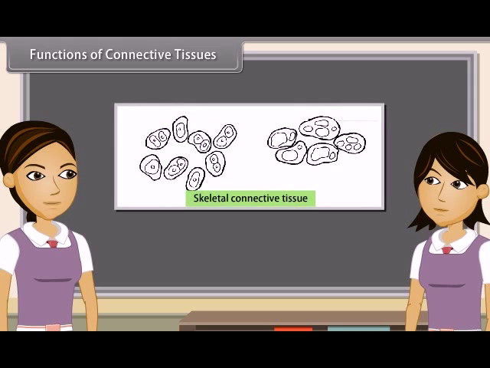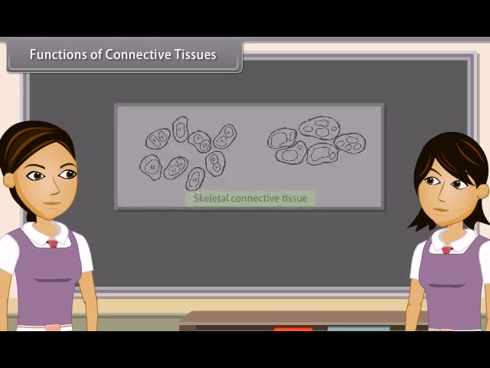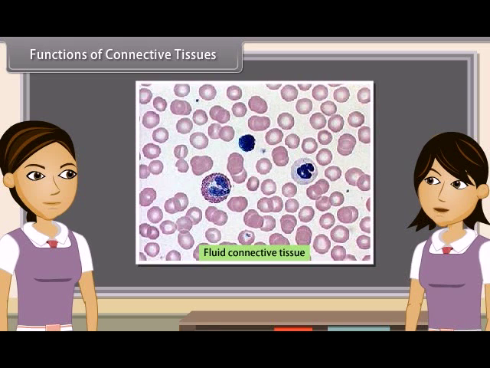Skeletal connective tissue forms the endoskeleton, provides flexibility and support to the body parts, protects vital organs, and stores calcium and phosphate. Fluid connective tissue transports nutrients, hormones and vitamins to the tissues of the whole body, and excretory products from the tissues of the whole body to the liver and kidney.